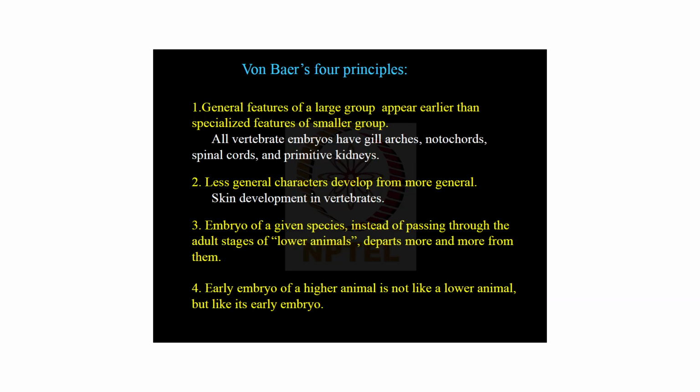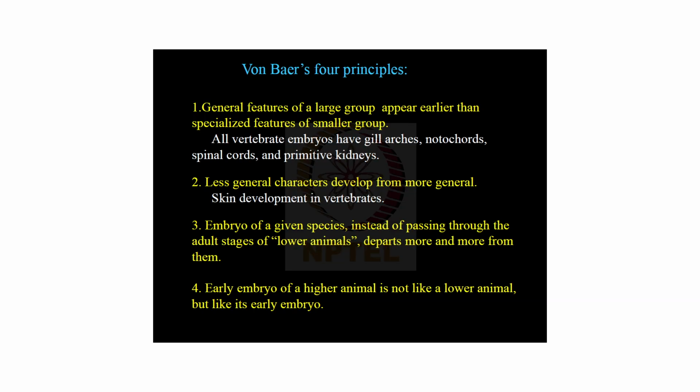Less general characters develop from more general characters, for example skin development in vertebrates. Next is the embryo of a given species, instead of passing through the adult stage of lower animals, departs more and more from them. What it says is that initially, when the development started in a large group of organisms, it was similar. It was similar till a point. Now the different organisms will develop into different kinds of organisms from that particular stage onwards.